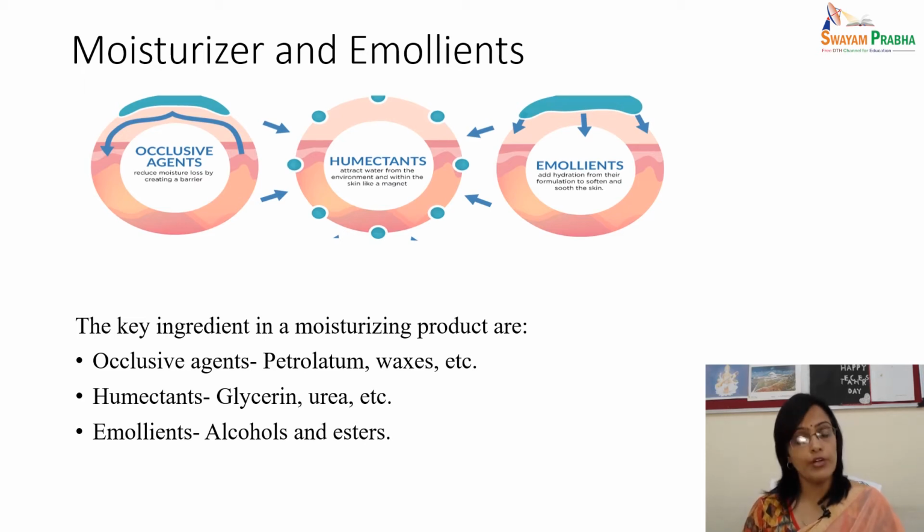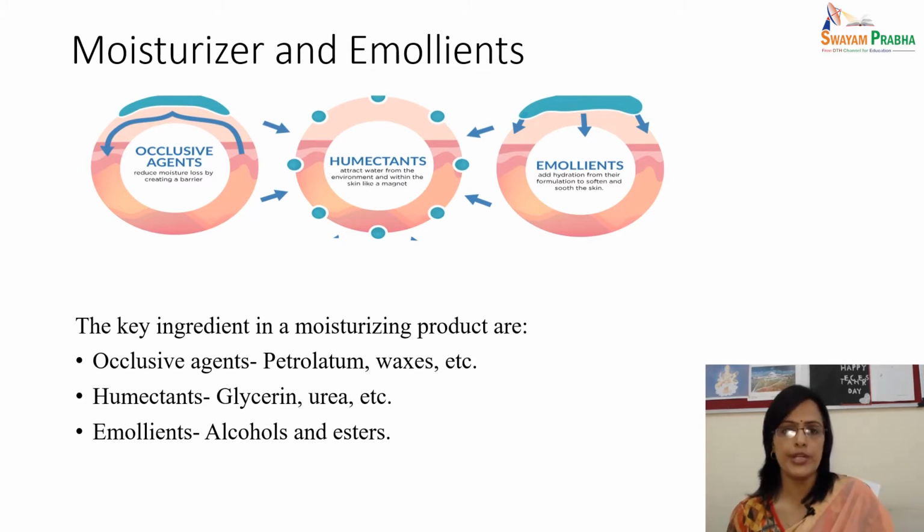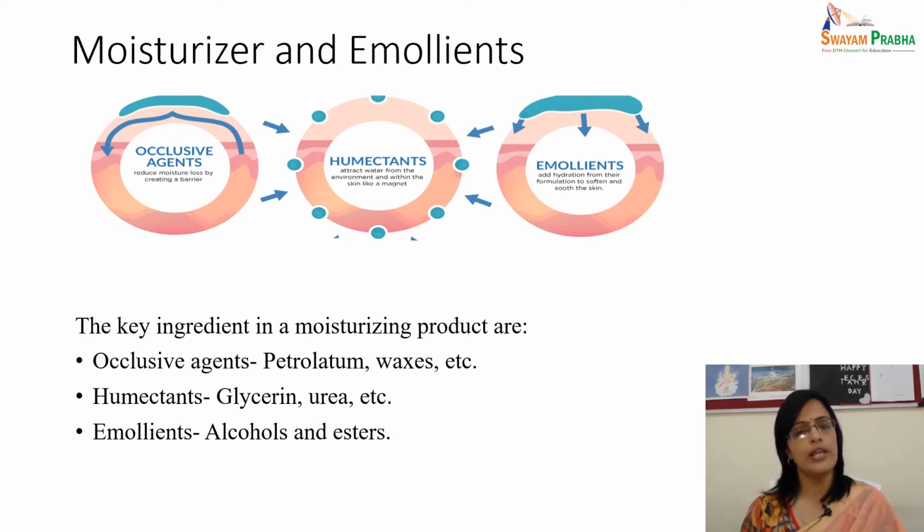Now we are going to define the emollients. Emollient can refer to a product such as a moisturizer or an ingredient in the product. The key ingredients in moisturizers are occlusives, humectants and emollients. Take the example of occlusives: petrolatum, waxes. Humectants, you are already familiar with, like glycerin, urea. And emollients: alcohol and esters.